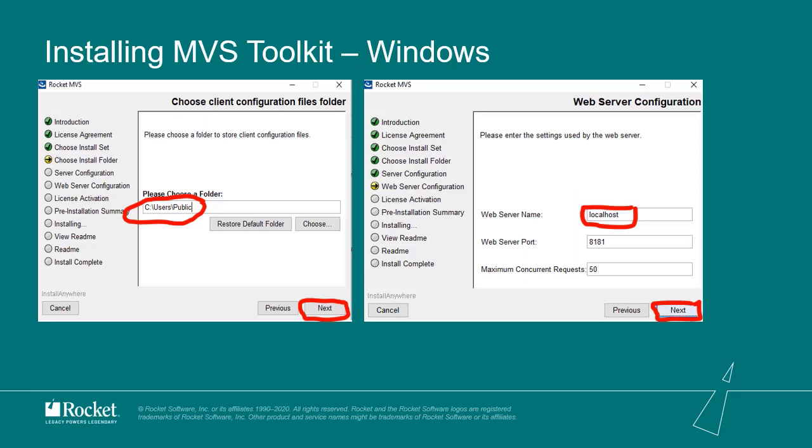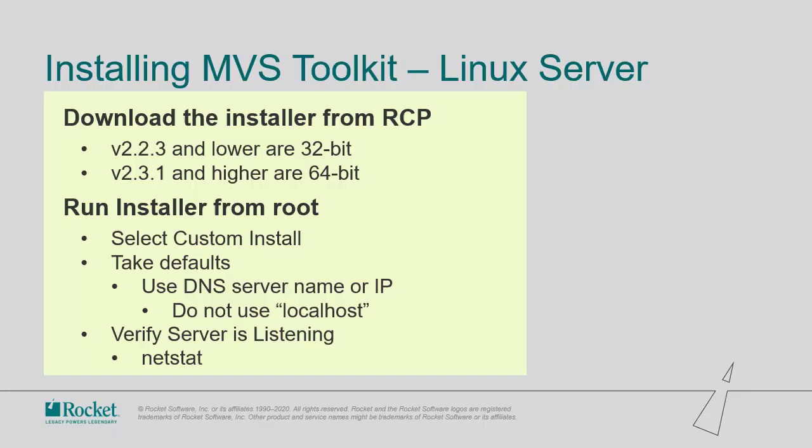In the Web Server Configuration dialog, change the web server name text box to anything but localhost. This can be an IPv4 address or any name that will resolve to an IPv4 address. You may need to set up an entry in the Windows System32 drivers etc hosts file to resolve this. More on that in the debugging section. Click Next and follow the installer to completion.